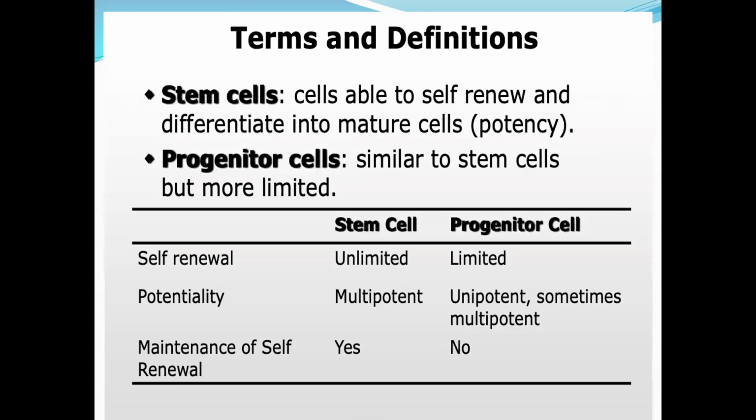There are two terms of definition, stem cell and progenitor cell. The stem cell is able to self-renew and differentiate into mature cells, and the progenitor cell is similar to the stem cell but more limited. Here there are a few slides. Stem cell self-renewal is unlimited and progenitor cell is limited. Potentiality: stem cells are more multipotent, and progenitor cells are unipotent and sometimes monopotent. Maintenance of cell renewal in stem cells is yes, and in progenitor cells is no.